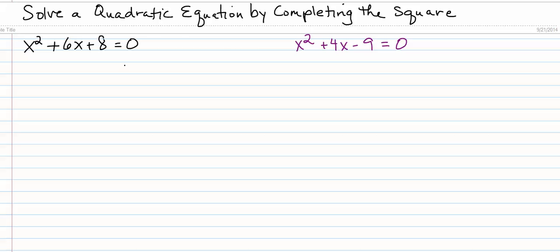There was a couple videos back where we factored perfect square trinomials. Actually, it was the last video. And what this is going to allow us to do is turn every quadratic into a perfect square. Now, you might wonder, what does it mean to solve? Well, solving a quadratic equation means you're trying to find the value for x that will make the left side of the equation equal 0.